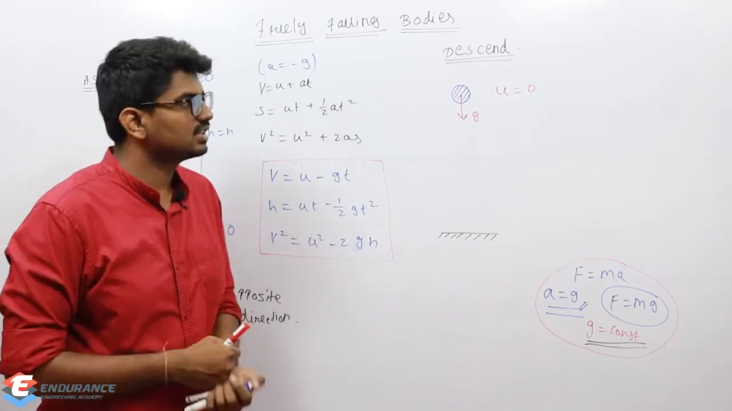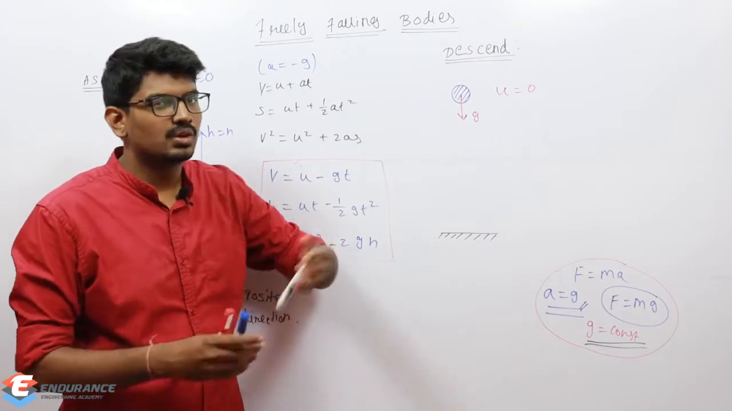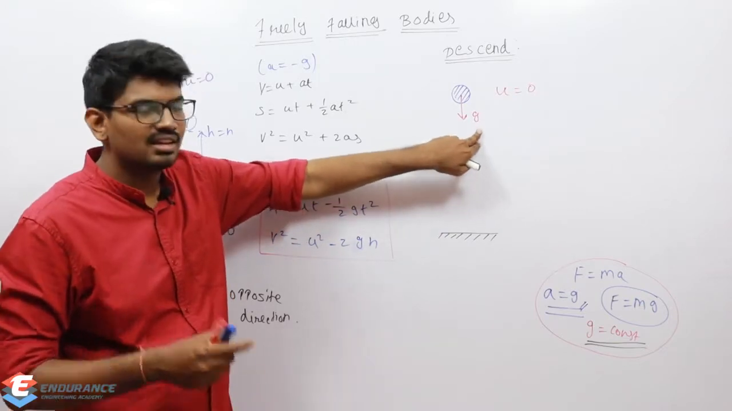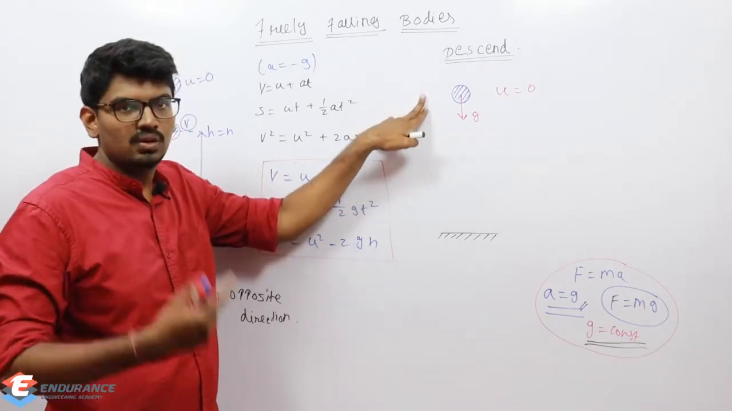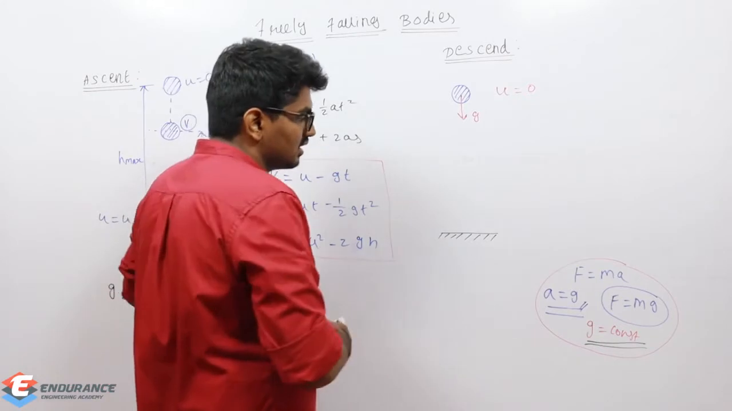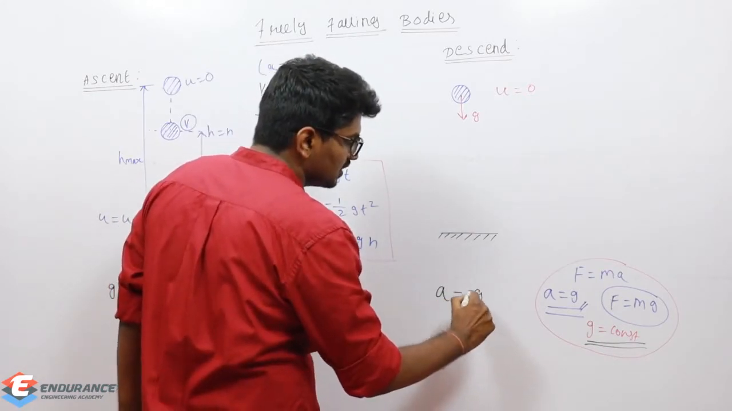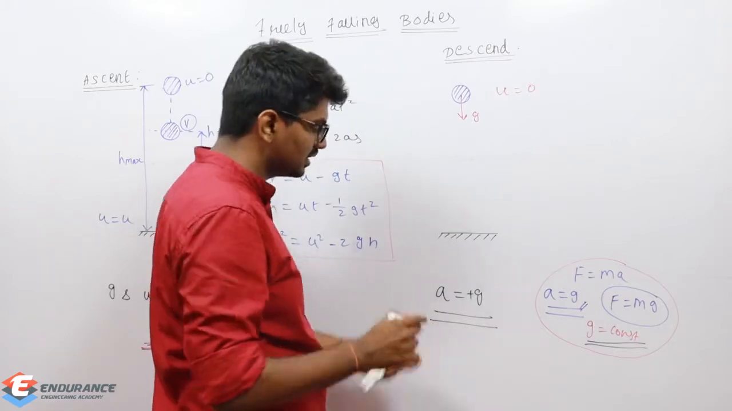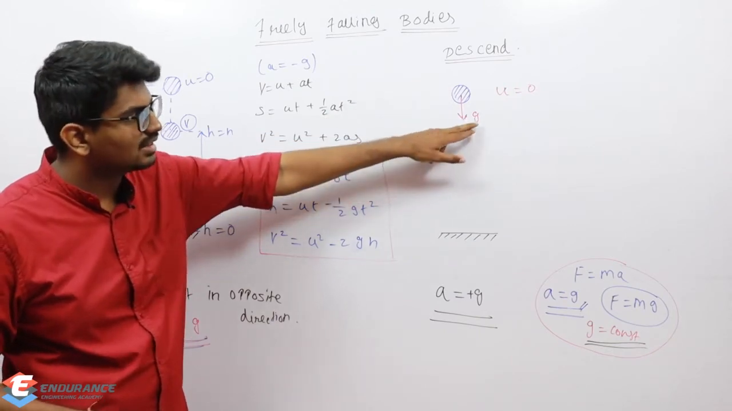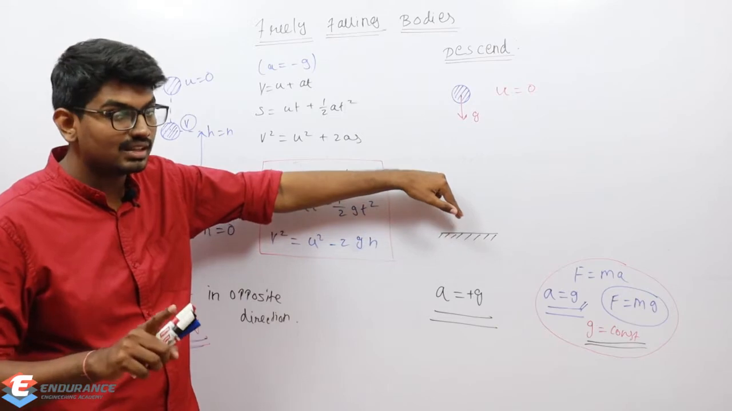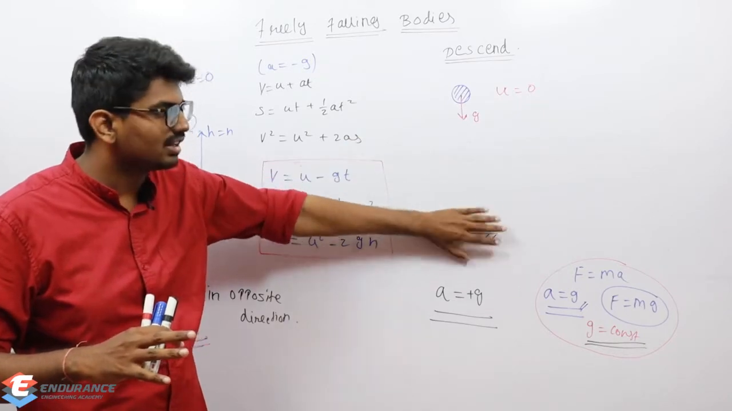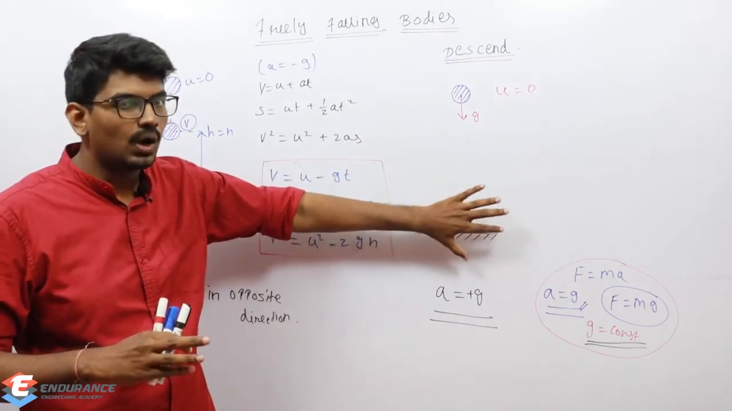Now when it is moving down, initial velocity is zero because I'm not throwing it, I'm just dropping it. But in this case acceleration is supporting the motion. Both acceleration and motion are in the same direction, so acceleration due to gravity will be positive. That's it, very simple. This ball will keep on traveling, and since acceleration is supporting the motion, the velocity will increase, and it will hit the ground with some velocity. How to find that, we will see later.